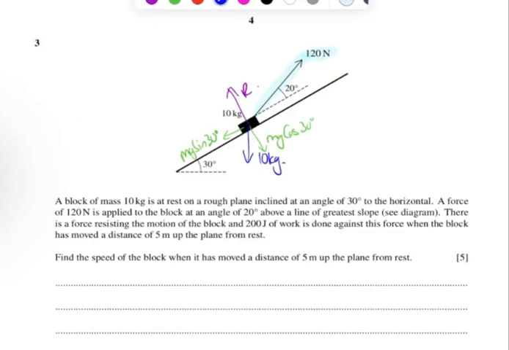So a block of 10 kgs is at rest on a rough plane. Okay, so we've got to add friction. 30 degrees, a force of 120 Newton is applied to the block at an angle of 20 degrees up the slope. There's a force resisting the motion of the block, and 200 joules of work done against this force when the block is moved 5 meters.